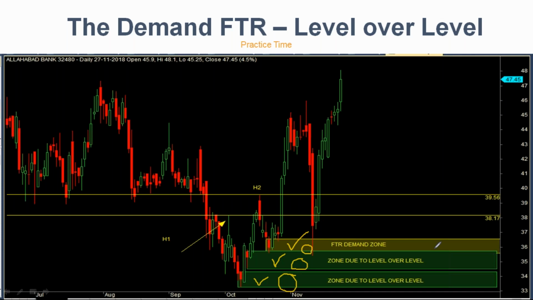FTRs are always DBR type patterns? No, only the base formation in the FTR zone is a DBR, or an RBD. That I understand. But you cannot say FTR is a DBR pattern.